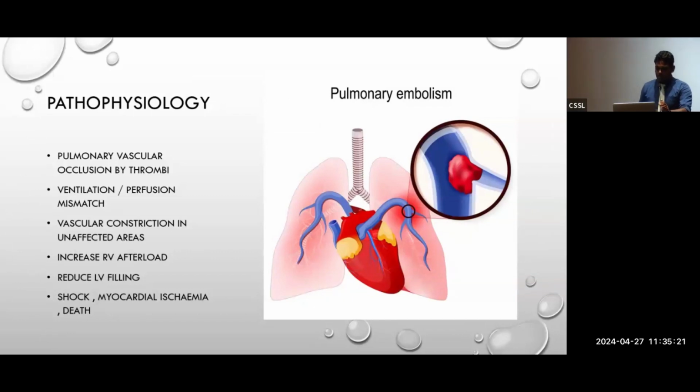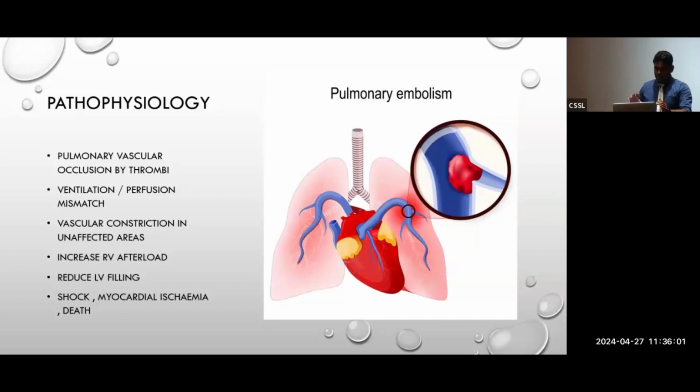So what happens is a blood clot goes and obstructs a pulmonary vessel. It could be a small one or a large main pulmonary trunk. Then perfusion stops from that point onwards, but the ventilation continues. So there is obviously going to be a ventilation-perfusion mismatch. Then the affected part produces a lot of chemical mediators which cause vascular constriction in the unaffected part of the lungs as well. It further aggravates the mismatch.